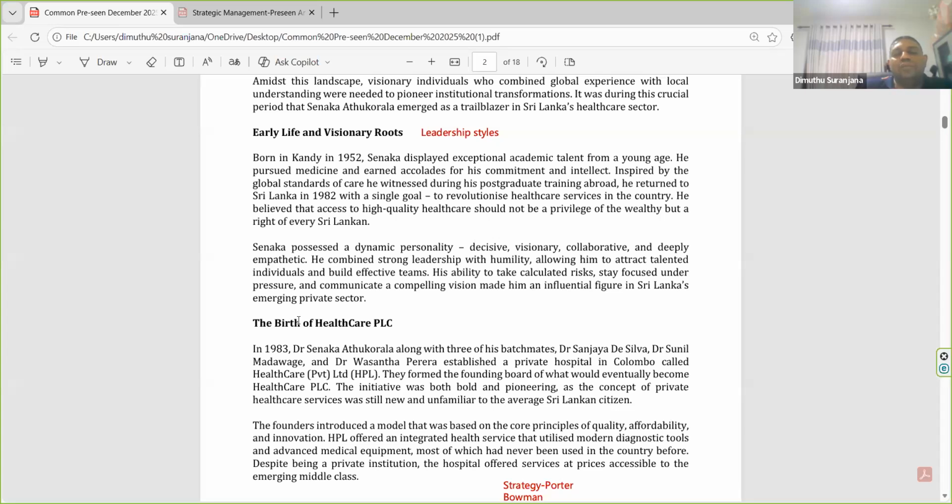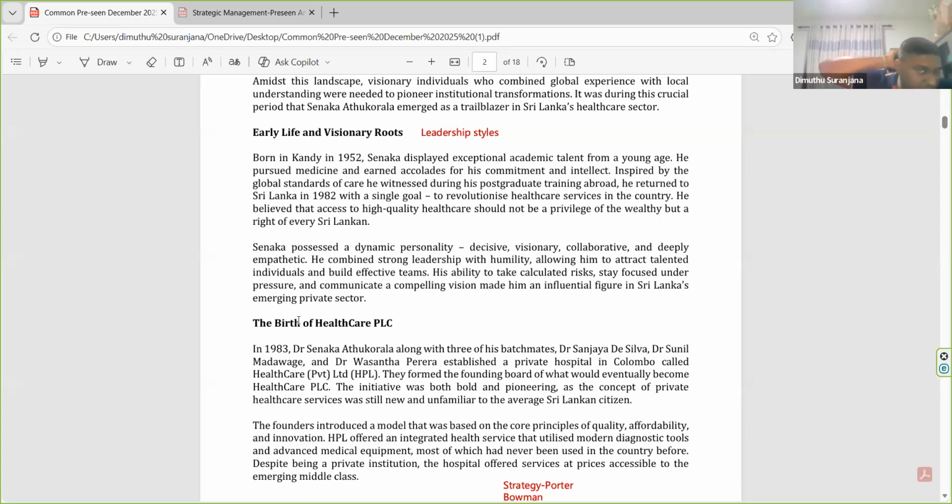Senaka possesses a dynamic personality: visionary, collaborative, and deeply empathetic. He combines strong leadership ability, allowing him to attract talented individuals and build effective teams. His ability to take calculated risks, stay focused under pressure, and communicate a company vision made him an influential figure in Sri Lanka's emerging private sector. So he's someone who can focus under pressure, and he was able to communicate his vision to others. He was identified as one of the influential figures in the emerging private sector.